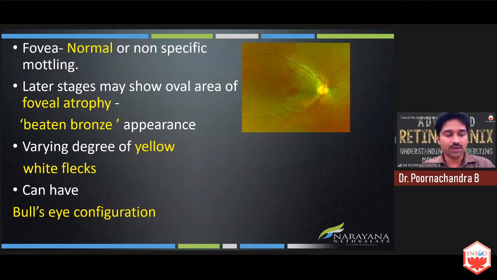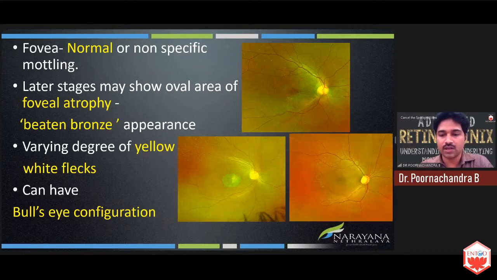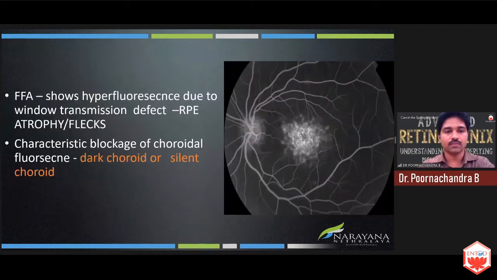So the fovea can appear normal, as I showed in my first case, or it can have a non-specific pigment mottling at the fovea, or sometimes it can have the classic description used to describe Stargardt's, like a beaten bronze appearance and varying degrees of yellowish-white flecks, and sometimes they can also have a bullseye configuration.